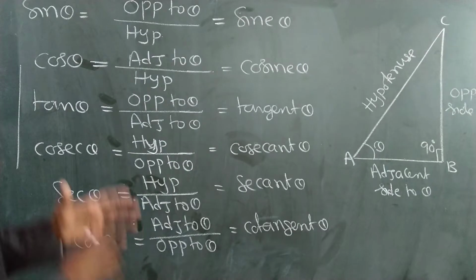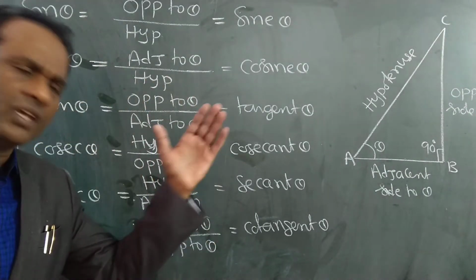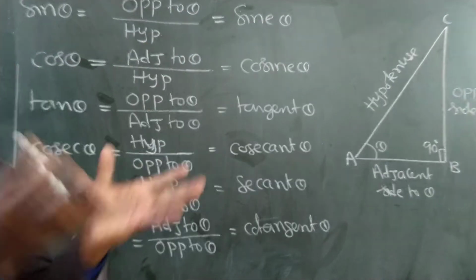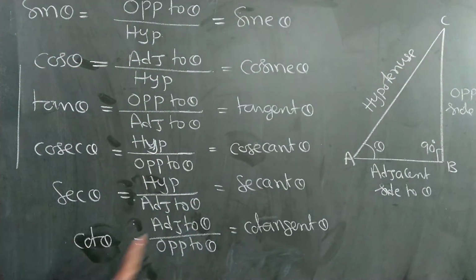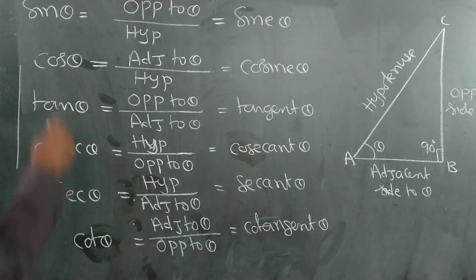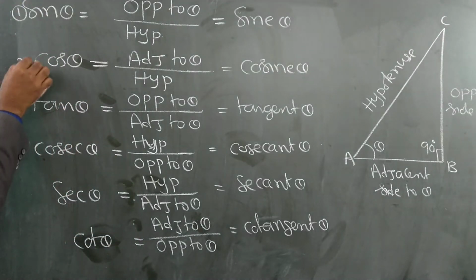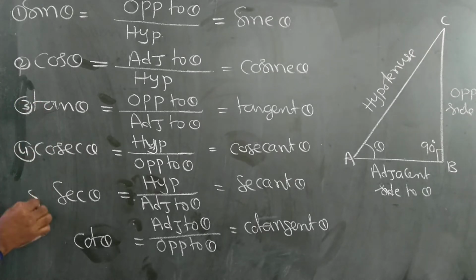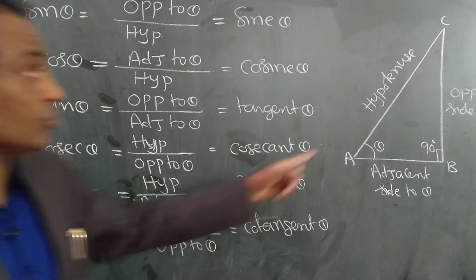So we prepare so many new formulas. Exercise to exercise I will give new formulas, but all the formulas are based on these 6 definitions. So this is the first ratio, second, third, fourth, fifth, sixth. So these are the 6 trigonometric ratios.